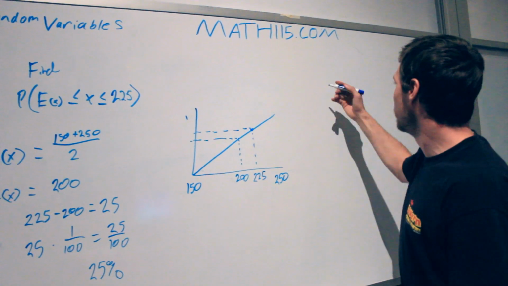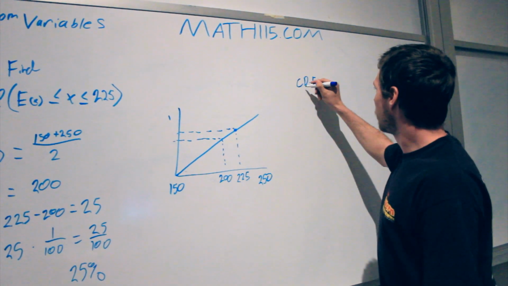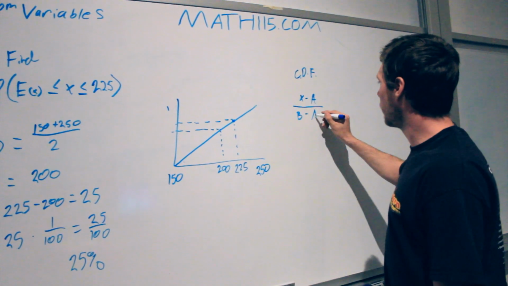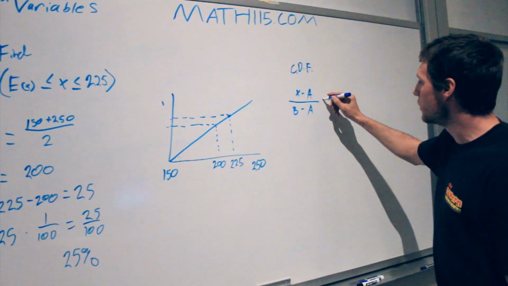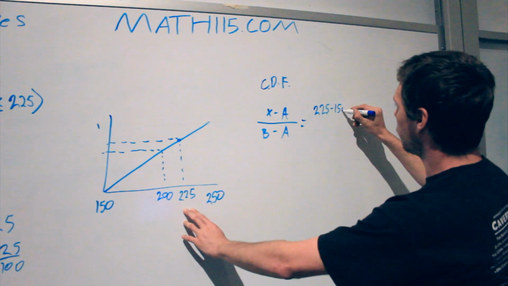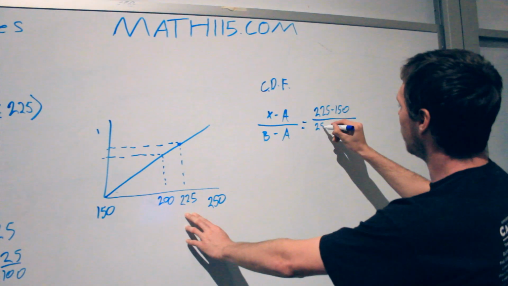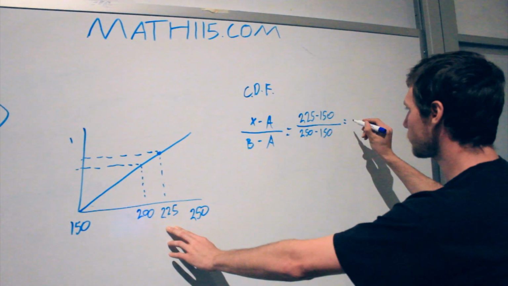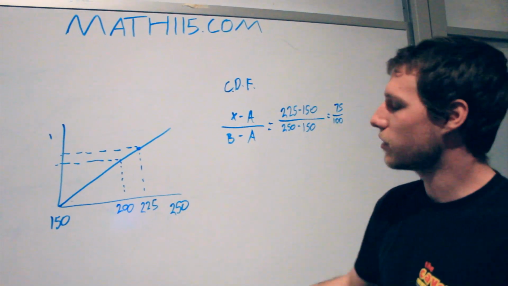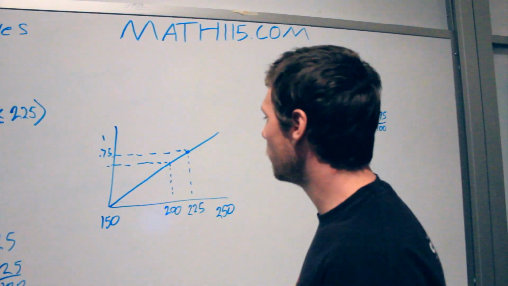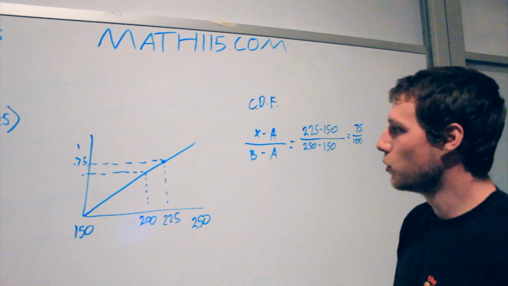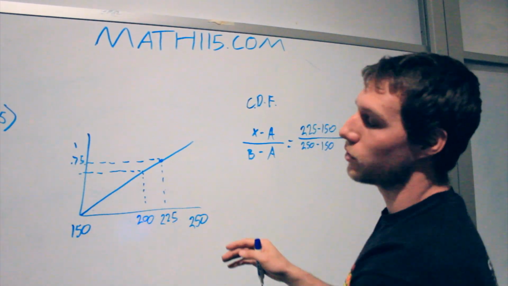So the CDF formula for this one is going to be x minus a over b minus a. This will give you your base and then your points. So in this case, our x value, let's start with the 225, is equal to 225 minus our starting point of 150, divided by the whole thing, 250 minus 150. So if we subtract these, we're going to end up getting 75 over 100, or 75%. So I'm going to fill it in here. And we now know that this whole area, or the point on this graph, is 75%. But we want to find between these two areas, or these two subtracted.